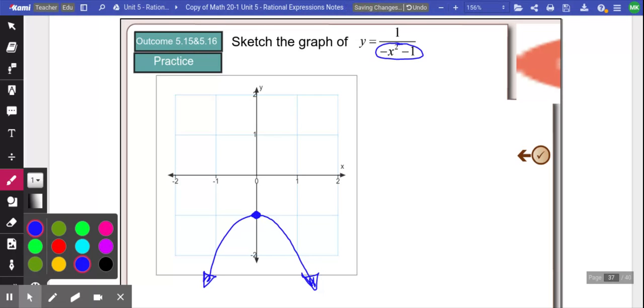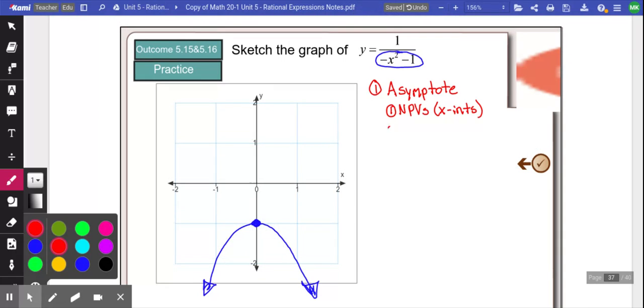The first step to all these questions is to draw your asymptotes. The first asymptote is where your NPVs are, or your x-intercepts from the original graph. There are none. There's no NPVs and there's no x-intercept on that blue graph. Second step is to draw your x-axis as an asymptote. So that would be right here. That's the first step, asymptotes.